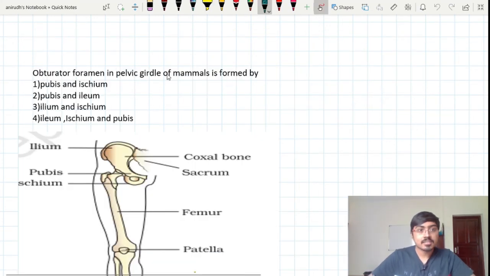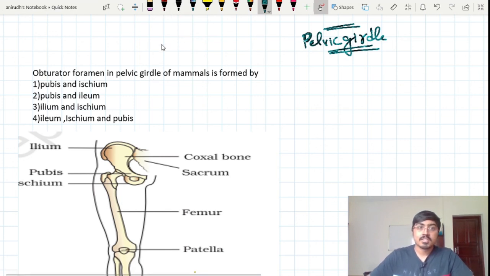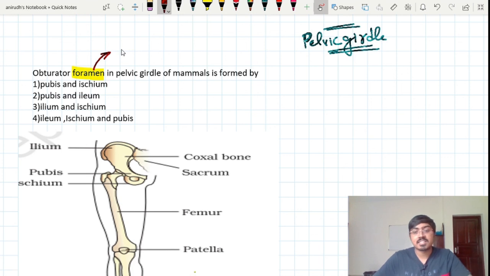So the last question for this particular session is from the topic of this particular image only, from the topic of pelvic girdle. Okay, this was a question in a practice test that I wrote when I was in class 12. So see, they are talking about a foramen. Foramen means a hole. Okay, so when you talk about the word foramen in any bone, you are meaning that there is a hole here.